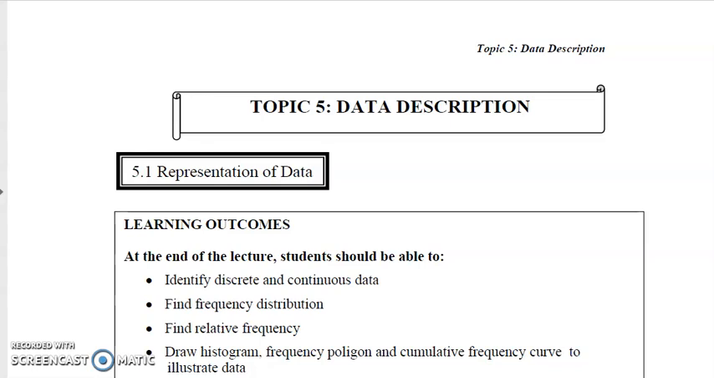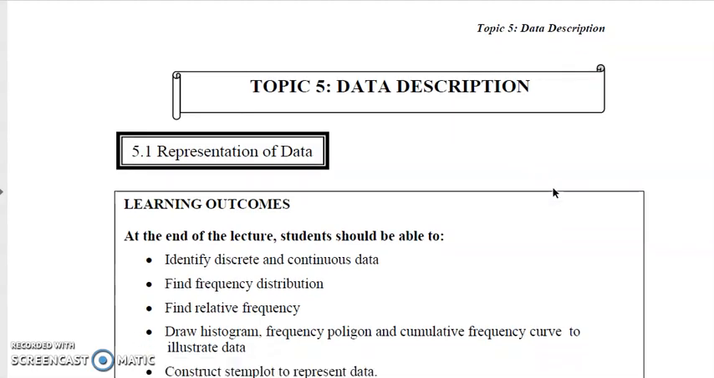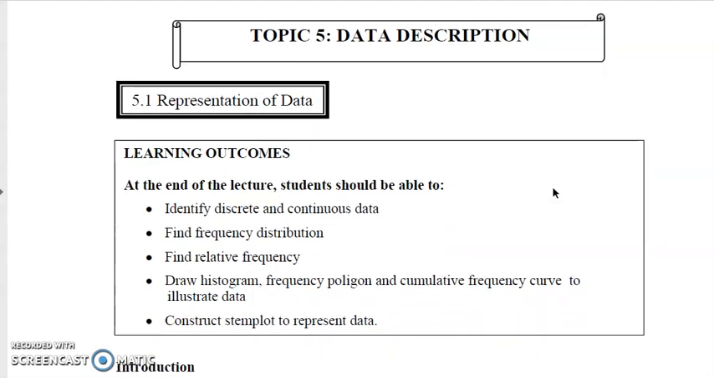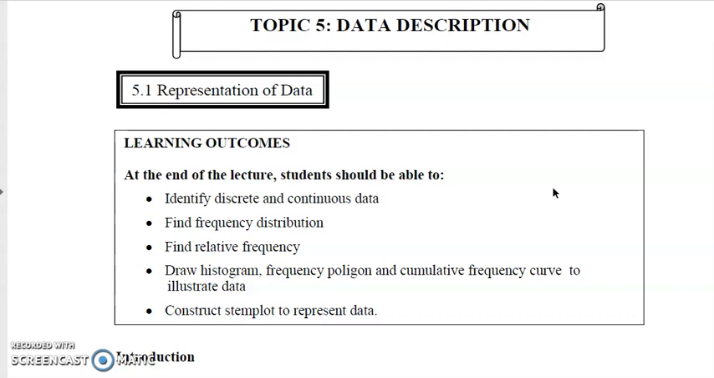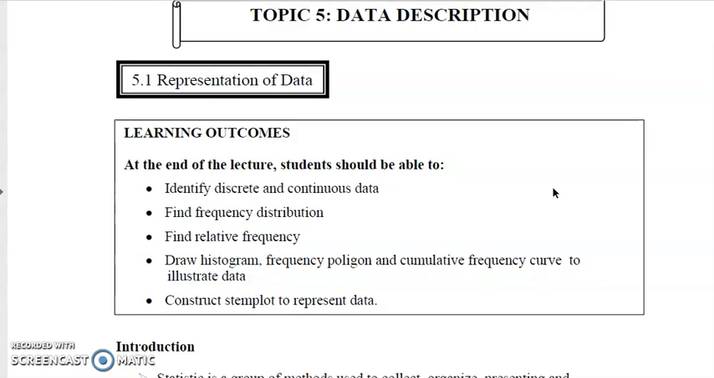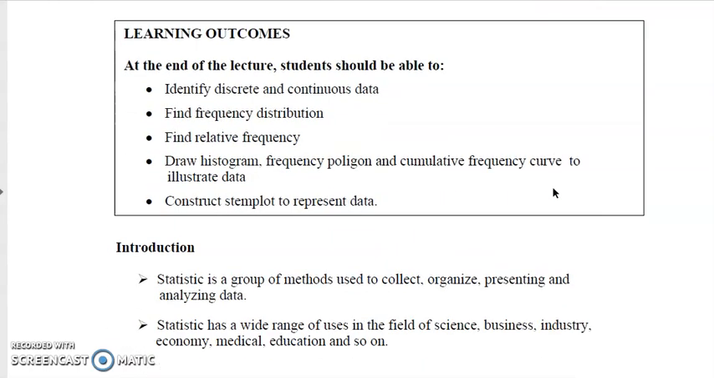Okay, so we're going to have our topic 5 about data description. We are having 3 subtopics, the first subtopic being representation of data. The learning outcomes in the first subtopic are: identify discrete and continuous data, find frequency distribution, relative frequency, draw histogram.